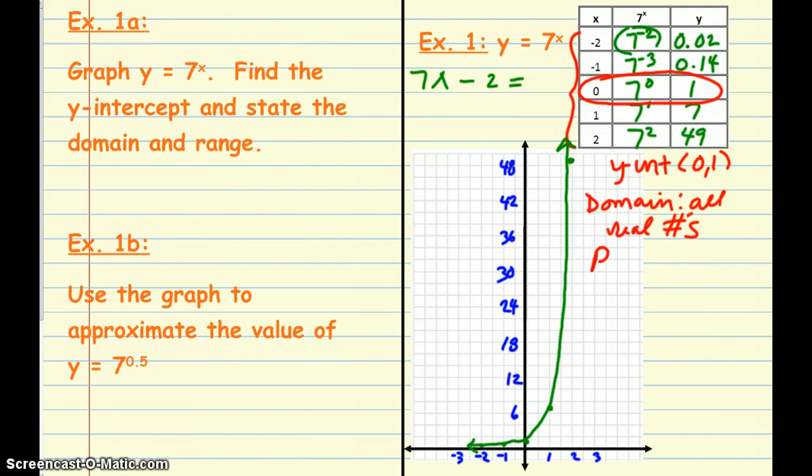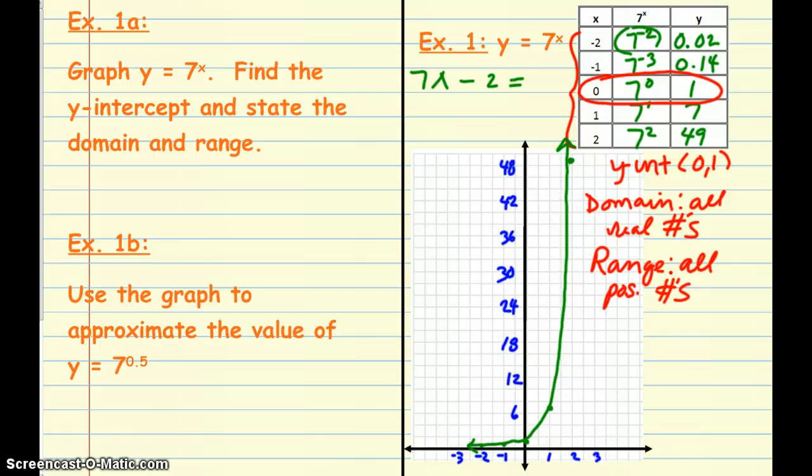And the range, well, we have to take a look at what happens with the y values. In this case, as I said, if we keep going to the left, these numbers get closer and closer and closer to 0. But it'll never touch 0 and go into the negatives. But we see that it's on the positive side, so we can say that the range is all positive numbers.